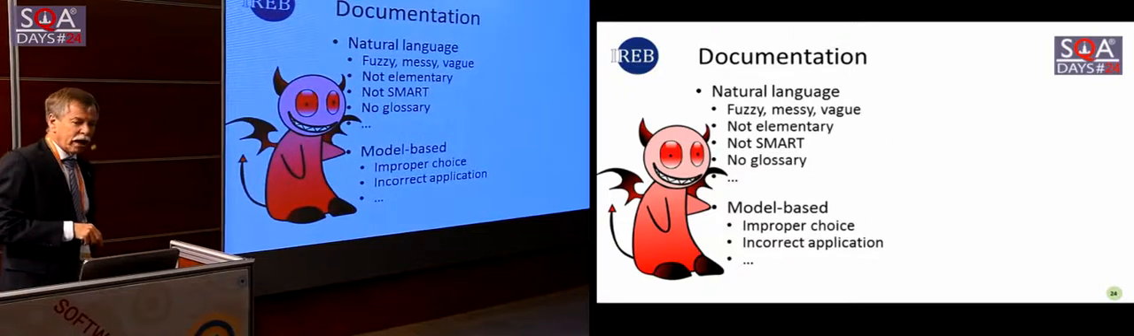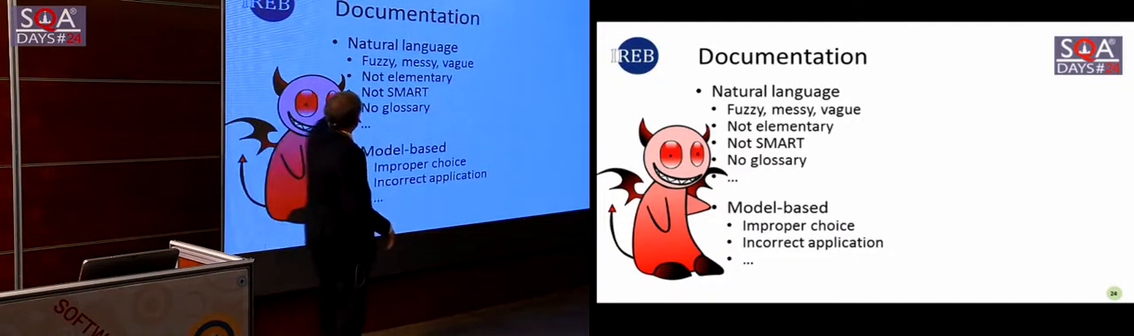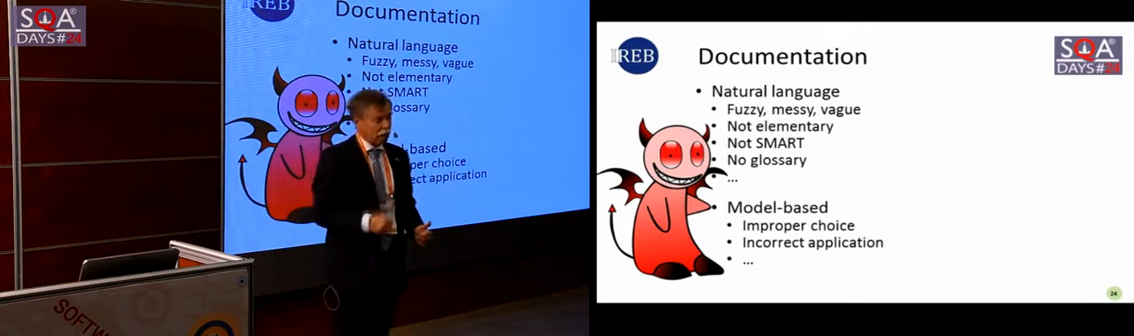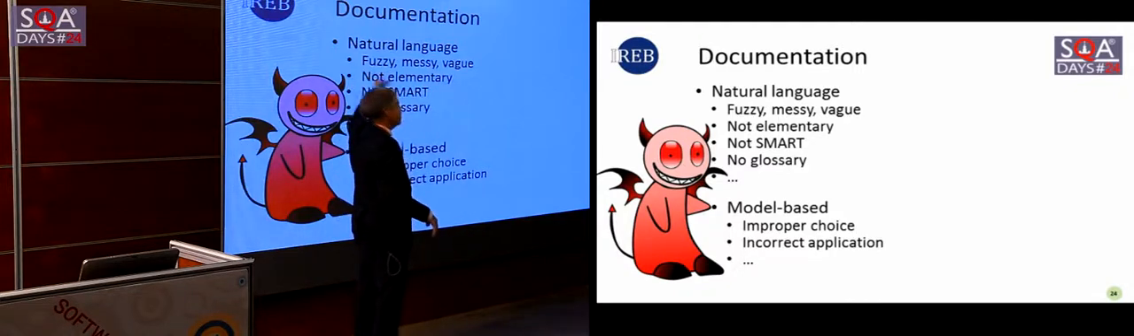Next step is documentation. Well, we talked about this. Things could be not SMART, for instance. Performance should be good. Okay, what is good? That's a simple thing. They could be messy and vague and contradictory.